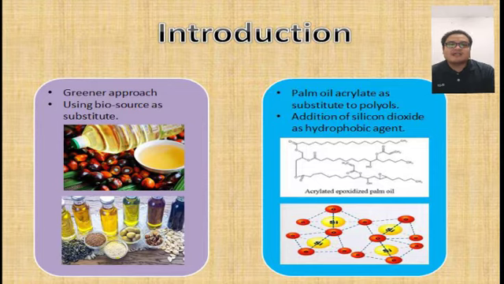One alternative is that various types of vegetable oil, such as castor oil and jatropha oil, were converted to polyol to replace the petroleum-based polyol. In this project, palm oil acrylate will be used as a substitute for polyol and silicon dioxide will be added as a hydrophobic agent.